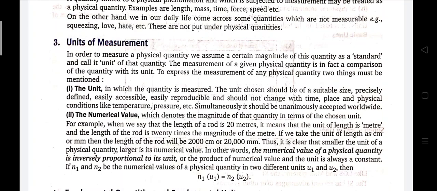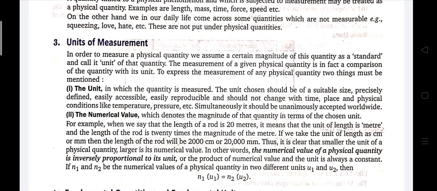That is very important. Neither the unit be very small nor the unit be very large. It should be of appropriate size so that we can get its smaller values also and bigger unit also. Okay, and its value should not change with time, place and physical conditions.